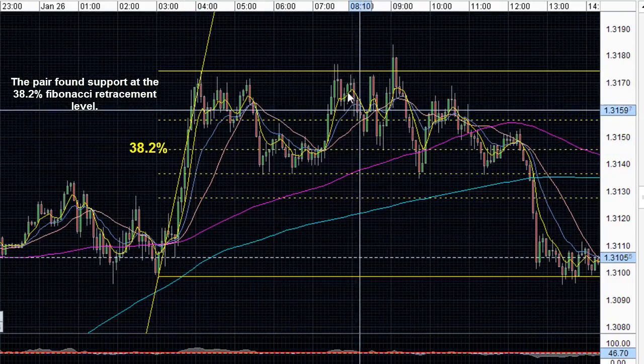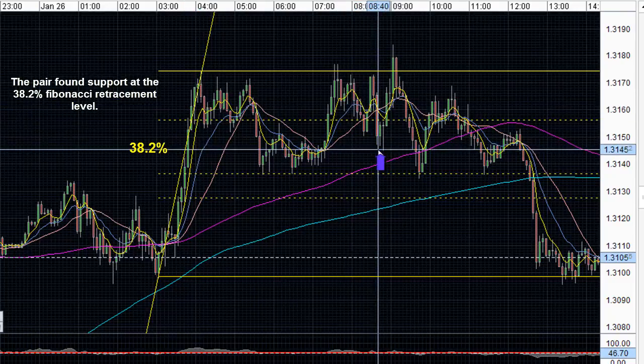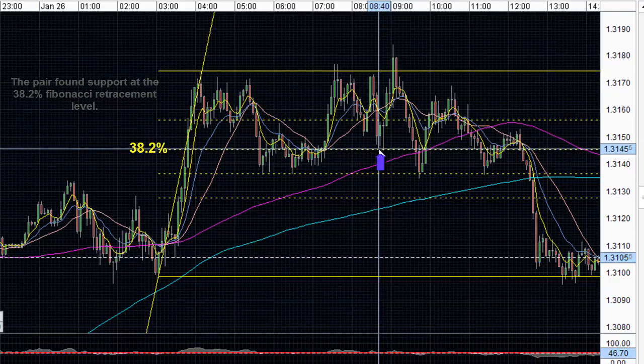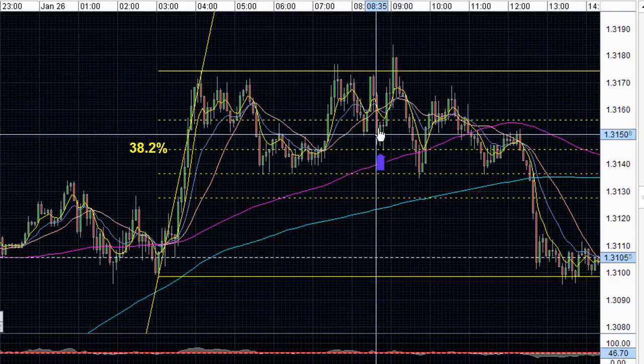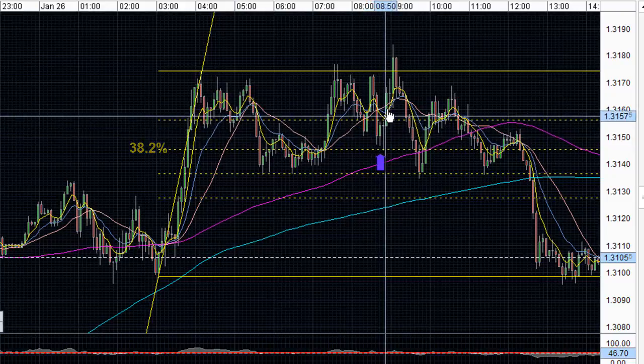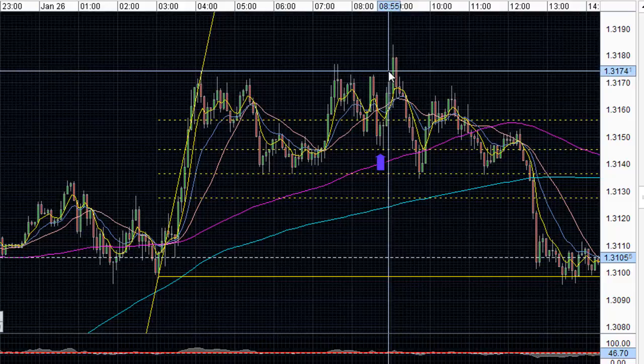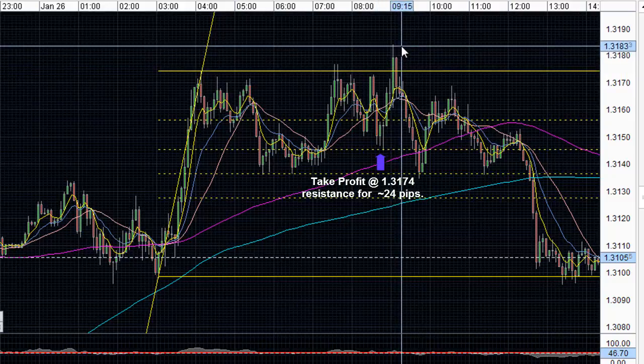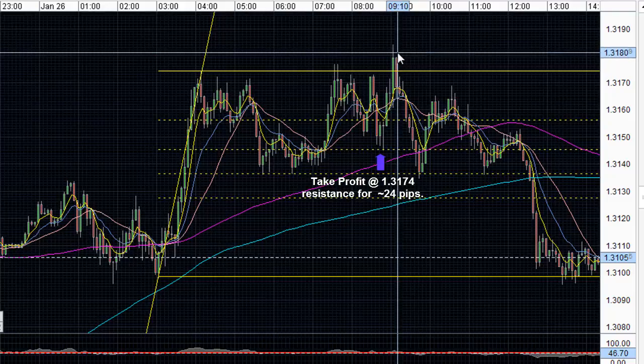So then the pair found support at this 38.2% level. And if you were in front of your computer, you could have waited for further bullish confirmation to enter long here and buy the pair and trade it up to this resistance at 31.74 for about a 24 pip trade, or you could have been a little risky and held onto your trade until it reached high around this 31.84 resistance for about a 34 pip trade.